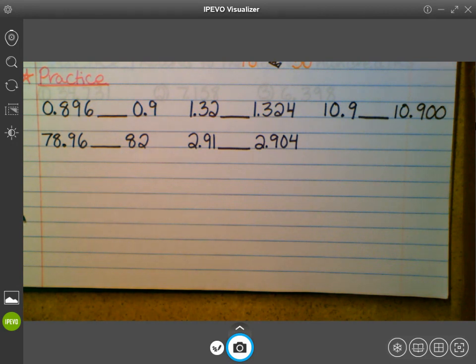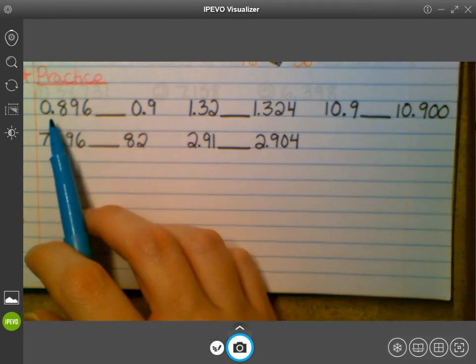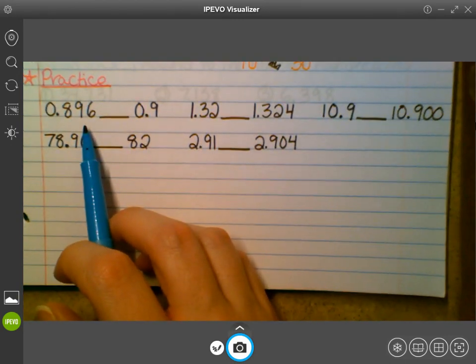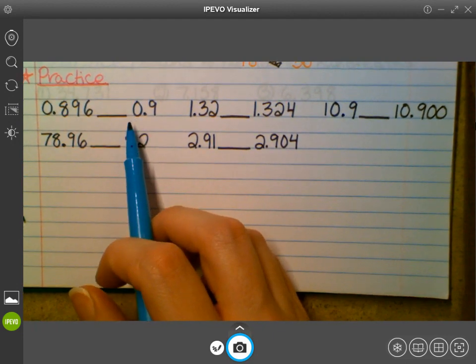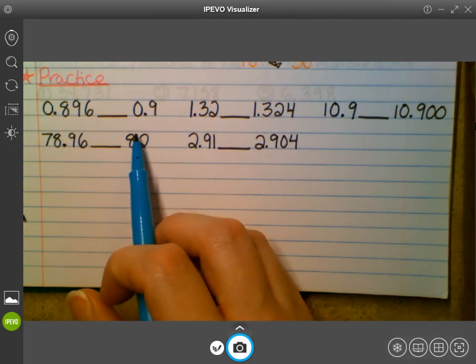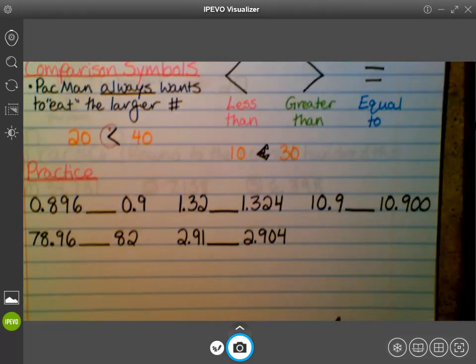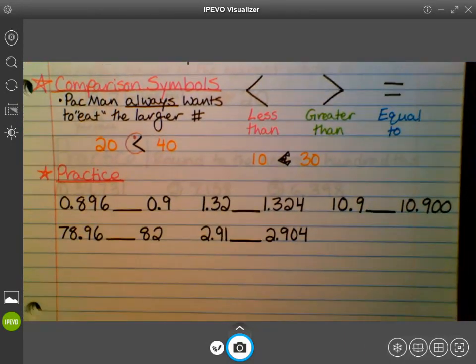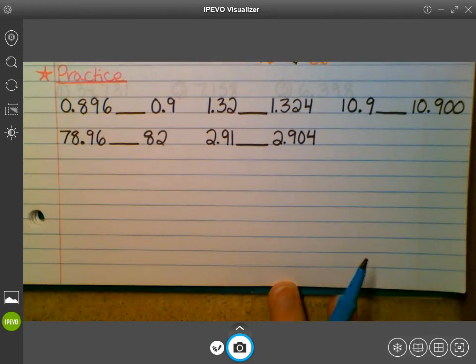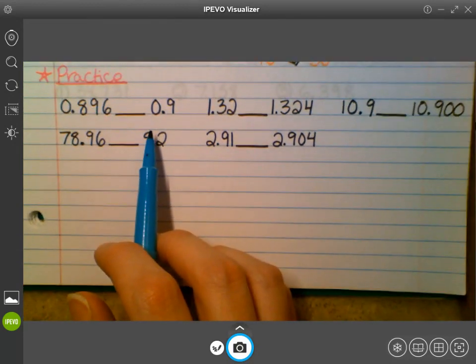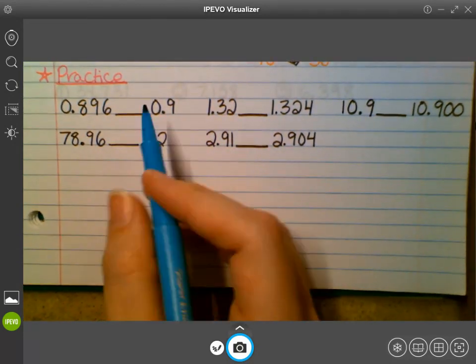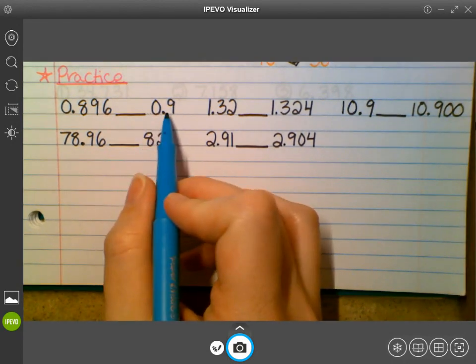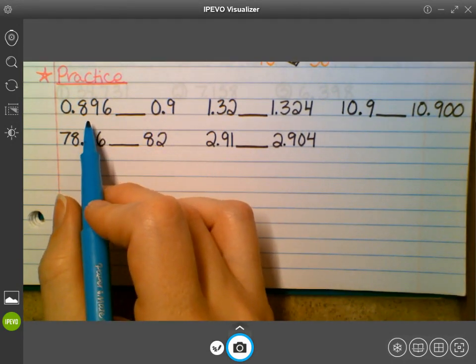So, our first one, we have 896 thousandths, and we are comparing it to 9/10. Like we did up here, I'm going to stack the numbers so that I can compare them more easily. And remember, if on your homework they are written like this, it does not mean you can't stack them yourself. So I'm just going to go ahead and write this 9/10 under 896 thousandths.